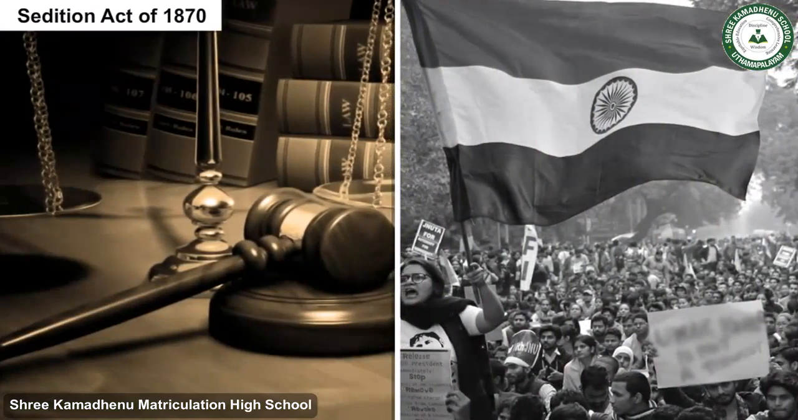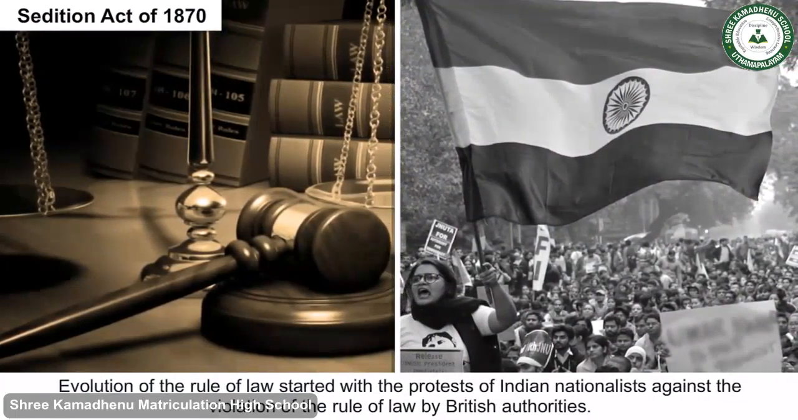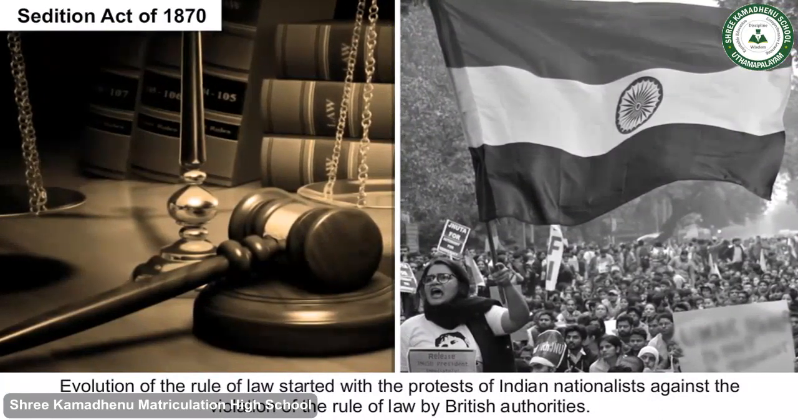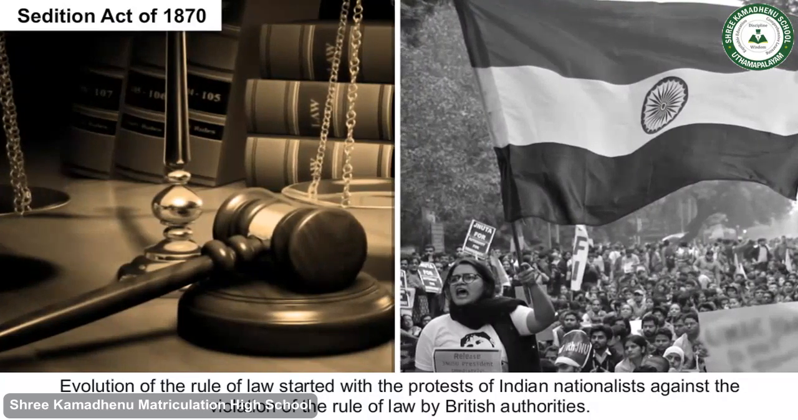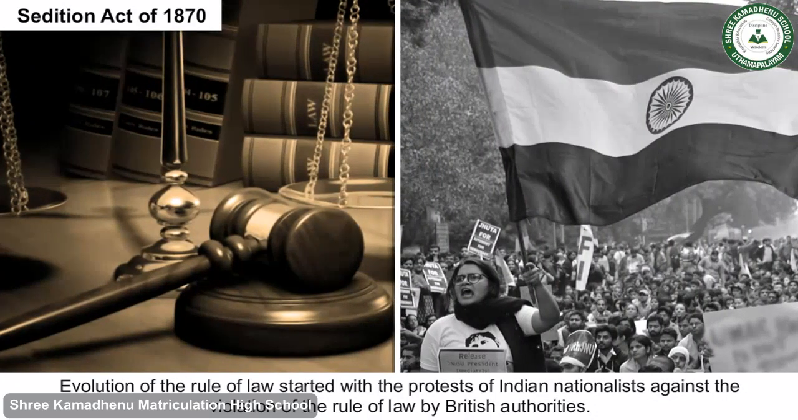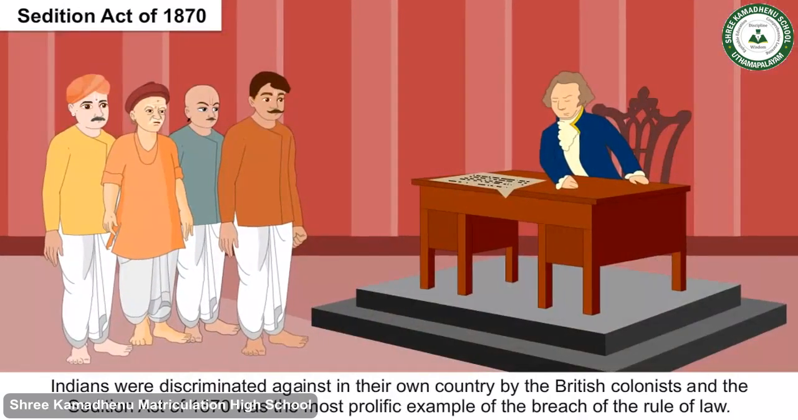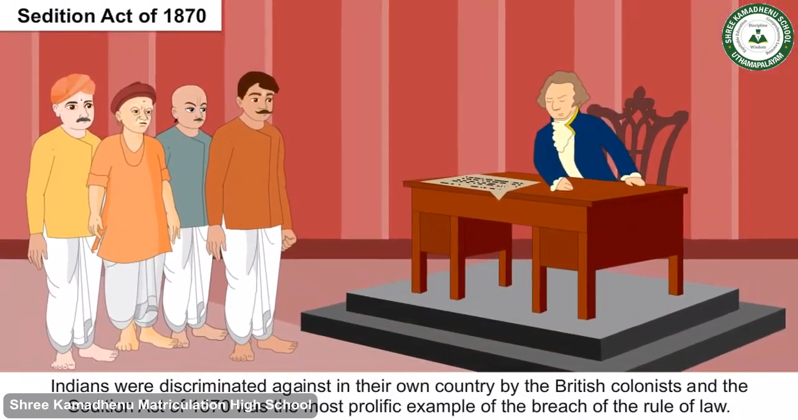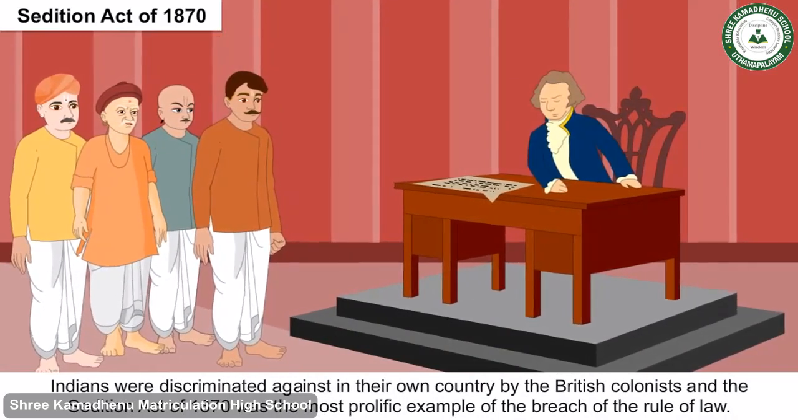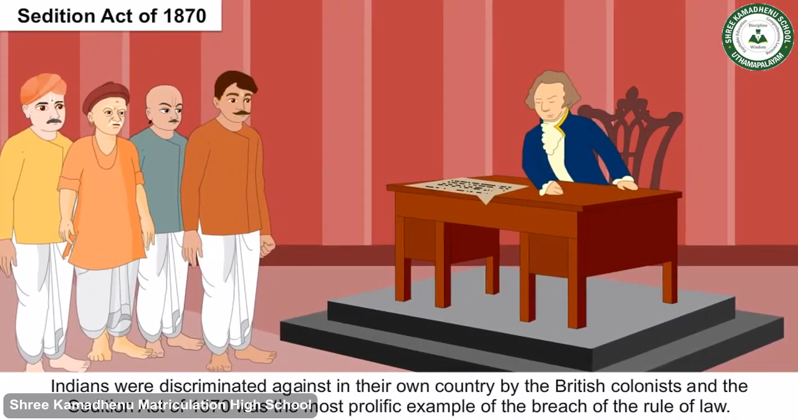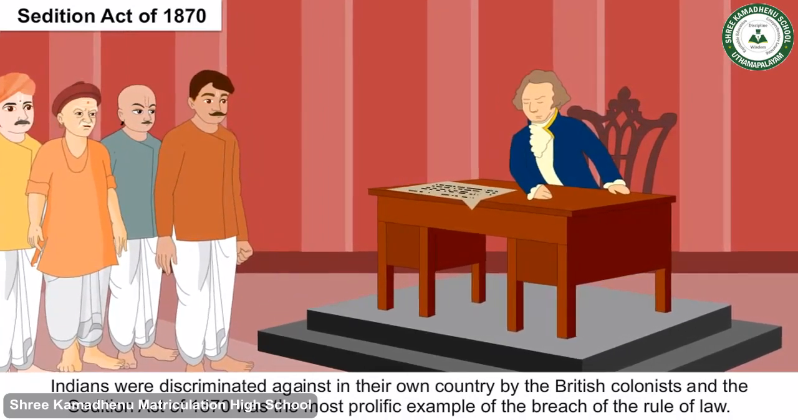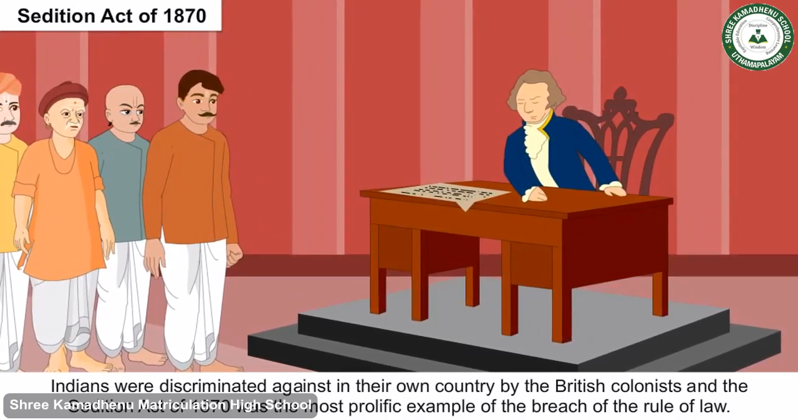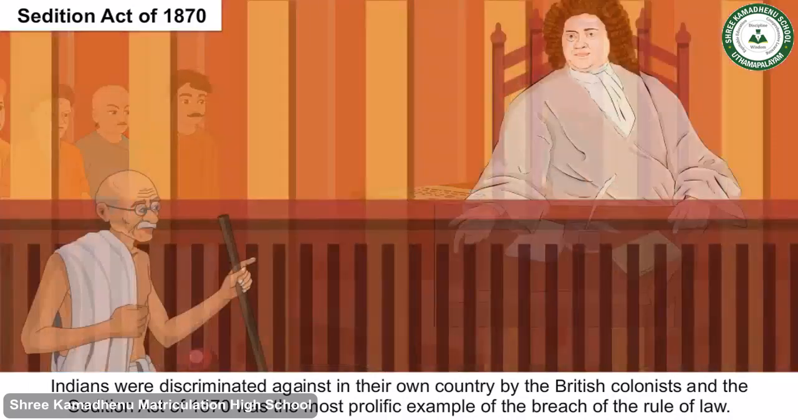Sedition Act of 1870. Evolution of the rule of law started with the protests of Indian nationalists against the violation of the rule of law by British authorities. Indians were discriminated against in their own country by the British colonists, and the Sedition Act of 1870 was the most prolific example of the breach of the rule of law.